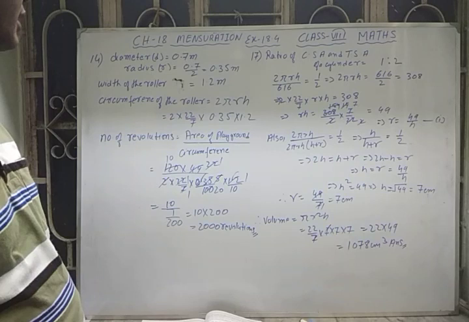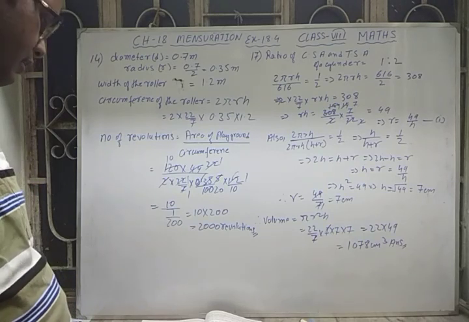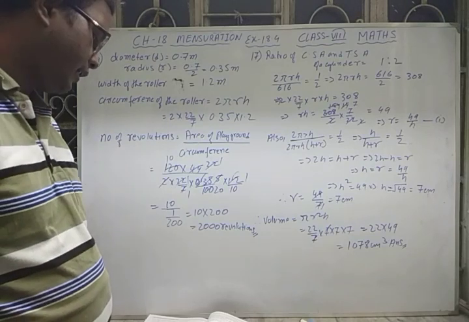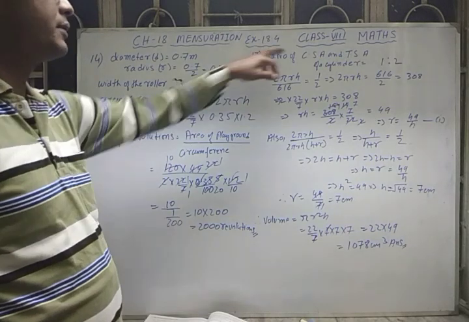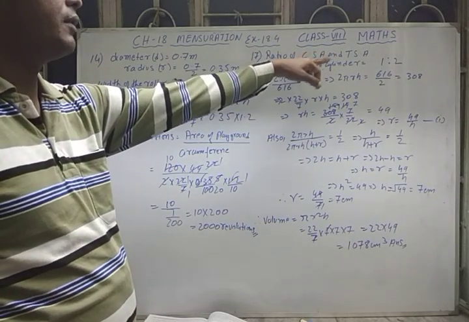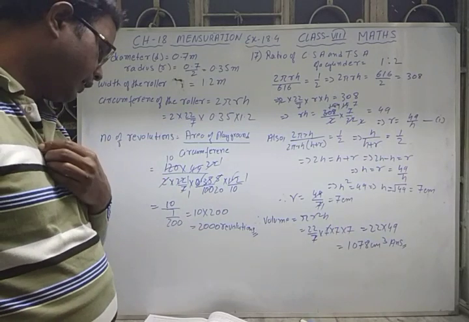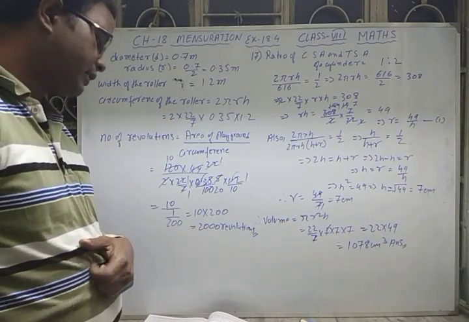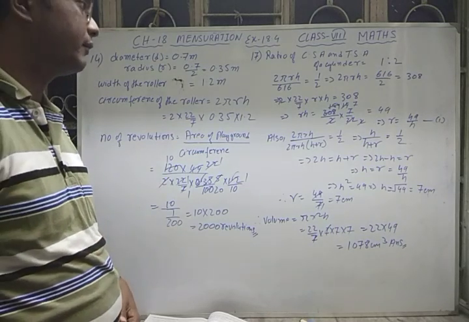Now the next question that I have selected is question number 70, another very important question. The ratio between the curved surface area and the total surface area of a cylinder is 1:2. Now you have to find the volume of the cylinder given that the total surface area is 616 centimeters square.